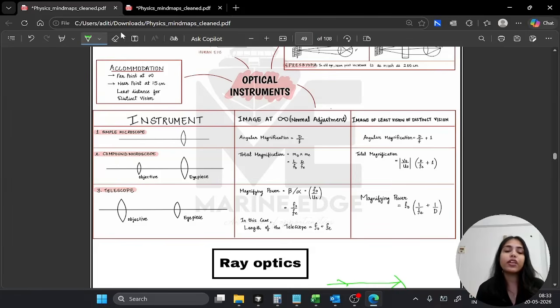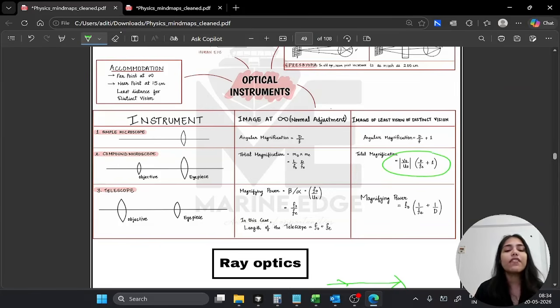Next, we have a compound microscope. In a compound microscope, we have an objective lens that is kept near to the object, and an eyepiece that is closer to the eye. In that case, the total magnification becomes the product of those two, that is L by FO into D by FE. The total magnification is calculated using this formula.